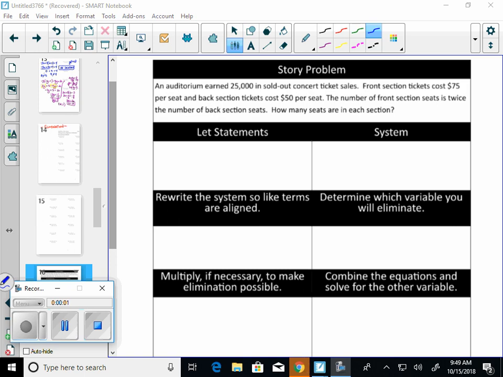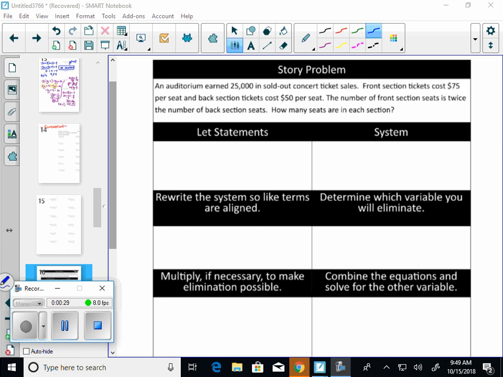Continuing with elimination, we're going to do some word problems. If you look at the very first problem, it says an auditorium earned $25,000 in sold out concert ticket sales. Front section tickets cost $75 per seat, and back section tickets cost $50 per seat. The number of front section seats is twice the number of back section seats. How many seats are in each section?